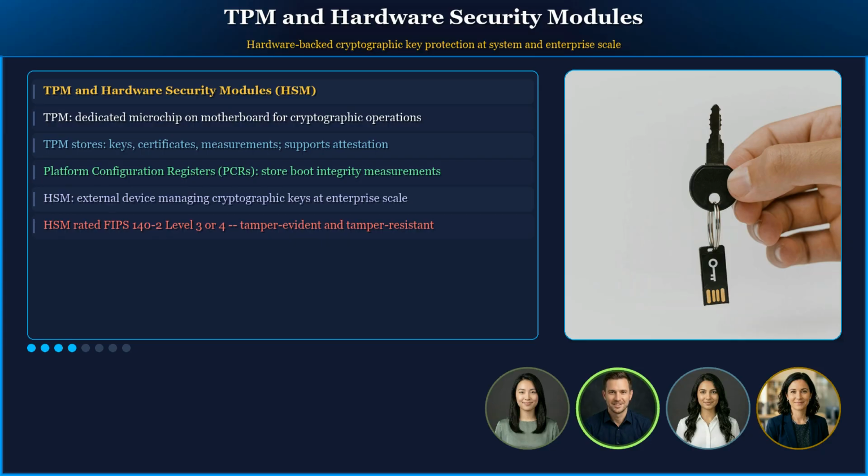Both devices embody the principle that cryptographic keys should never exist in software-accessible memory as plain text. The hardware boundary is what makes them tamper-resistant. An attacker with full OS access still cannot extract keys stored in a properly implemented hardware security module or trusted platform module.